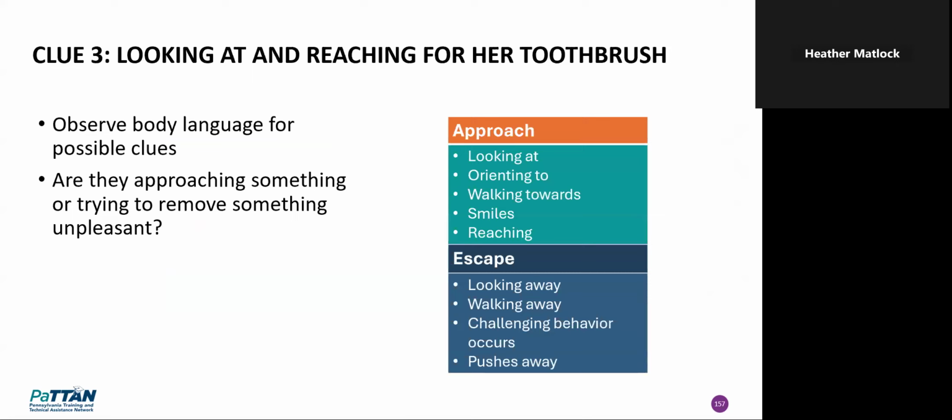All right, clue number 3. You can observe body language for possible clues. So she was looking around and she was looking at, excuse me, and reaching for her toothbrush. Those are both common approach behaviors that tell me that something is probably valuable at the moment, as opposed to what our body language might look like when we're trying to get rid of something or we're trying to escape or avoid it.